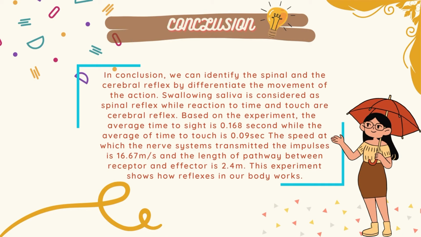As for the conclusion, we can identify the spinal and the cerebral reflex by differentiating the movement of the action. Swallowing saliva is considered a spinal reflex, while reaction time to sight and touch are cerebral reflexes. Based on the experiment, the average time to sight is 0.168 seconds, while the average time to touch is 0.09 seconds. The speed at which the nervous system transmitted the impulses is 16.67 meters per second, and the length of the pathway between receptor and effector is 2.4 meters. The experiment shows how reflexes in our body work.